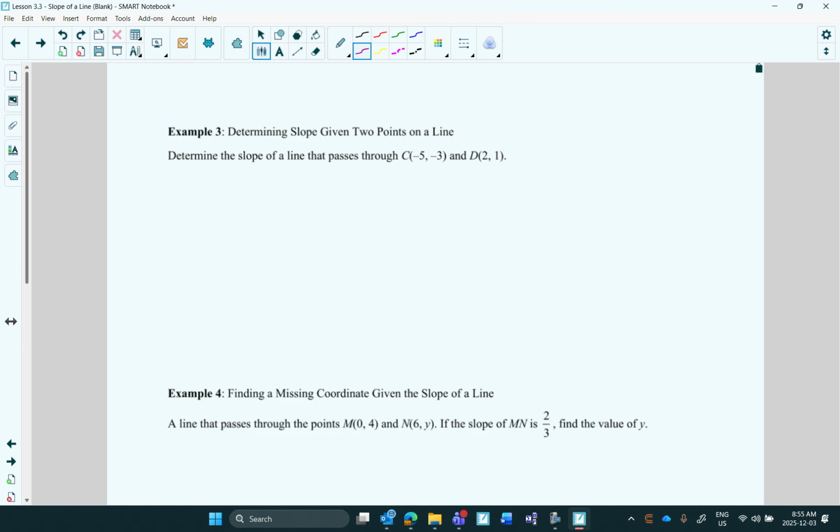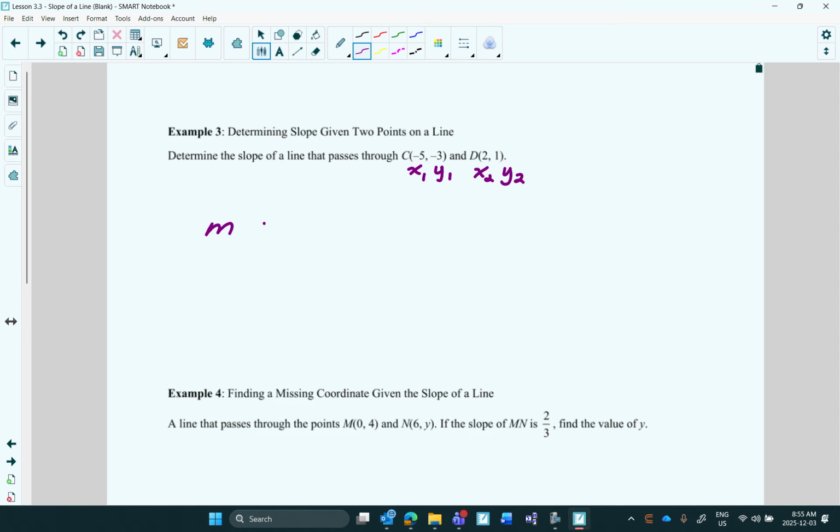So let's use the formula. So we're given 2 points that are on the line. Okay, this is a line, not a line segment. Remember, they don't have to be at the ends. So call one of them x1, y1. Call the other one x2, y2. It doesn't matter which one you call which. And then apply the formula.